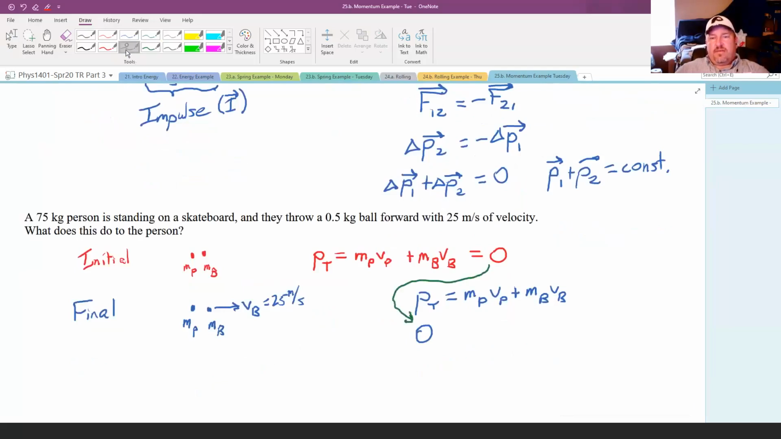That's the idea of conservation of momentum, that the total momentum before the collision is equal to the total momentum after the collision. So if I know the total momentum before the collision as a number, the number 0, I just plug that into this equation as the total momentum after the collision. And then let's put in a 75. The person, well, we're not told the velocity of the person, so we can't put anything there. And then mass of the ball is 0.5, and then the speed is 25.